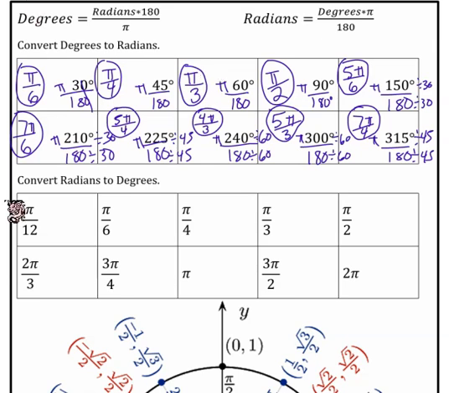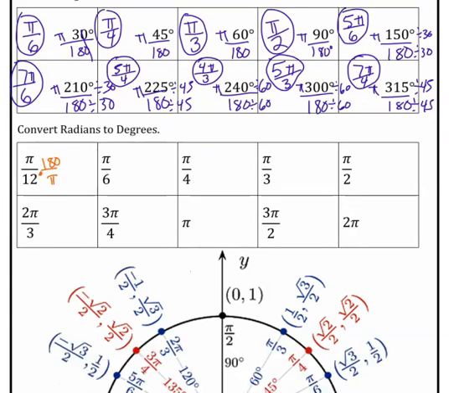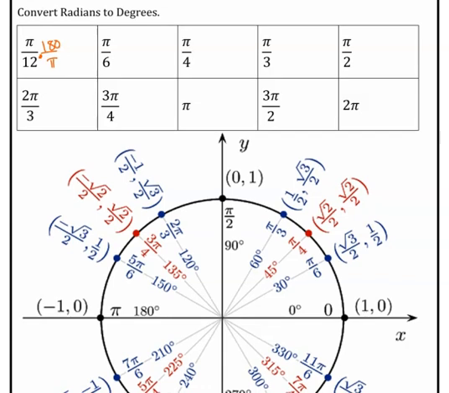All right, now we're going to convert from radians to degrees. To get degrees, we multiply the radians times 180 and divide by pi. All right, so this is going to cancel, and 180 divided by 12 is 15. All right, pi over 6. 180 over pi, the pi's cancel, and that gives us 30 degrees.